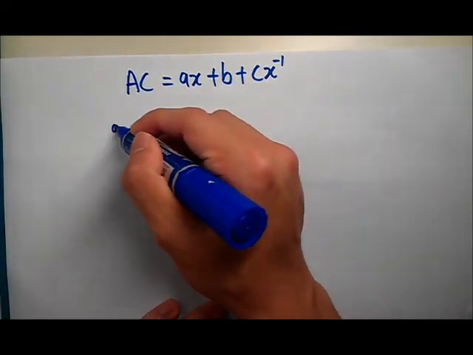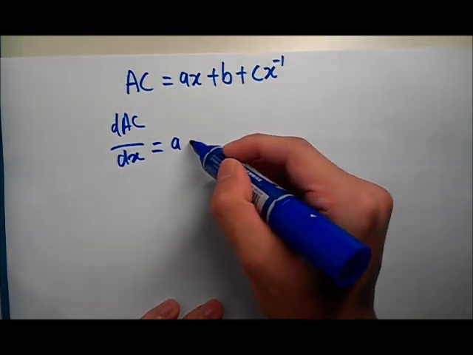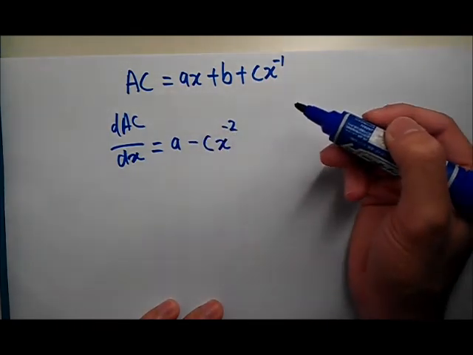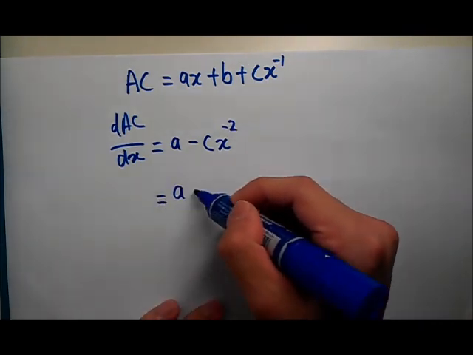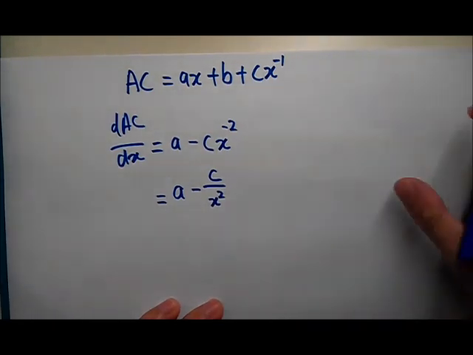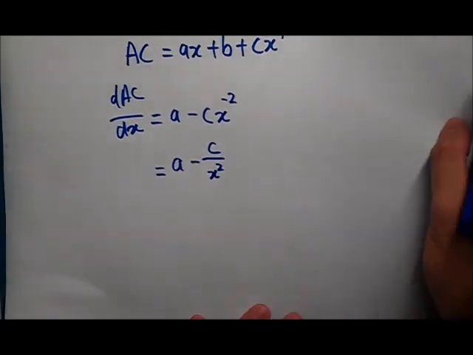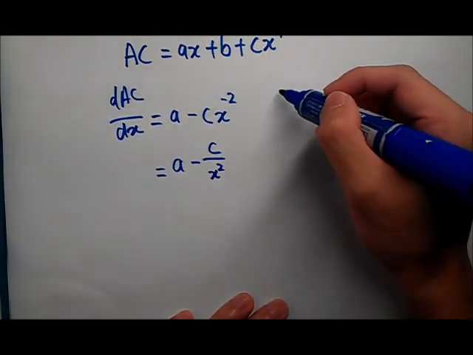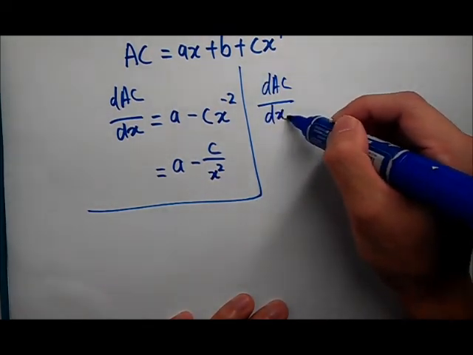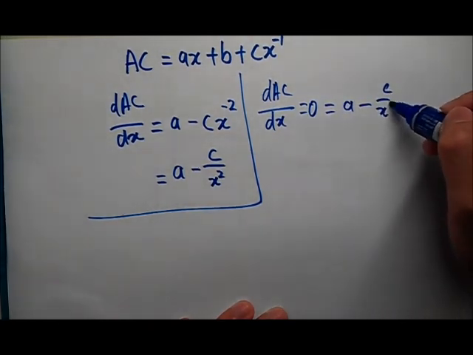So we're going to differentiate AC with respect to x. You're going to get a, this is going to disappear, and you're going to get minus c x to the power of minus 2. So you're going to get a minus c divided by x squared. We know that to find critical points like this, where it's a minimum, you just let this whole thing equal 0. So the derivative of AC with respect to x equals 0, which equals a minus c over x squared.